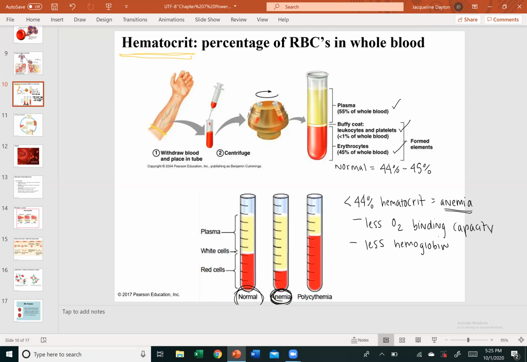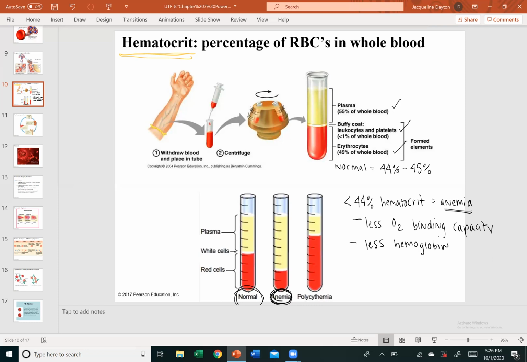You can also have an anemia develop through blood loss, okay? So if you get an injury to your body where you are losing blood, all right, you're decreasing your blood volume, and you're therefore decreasing the amount of red blood cells in your whole blood. And anemia can also develop under a number of other conditions.